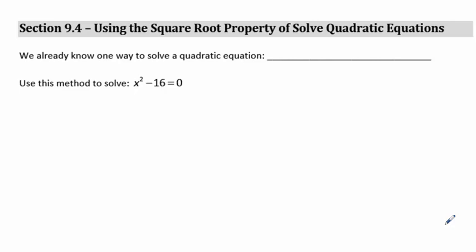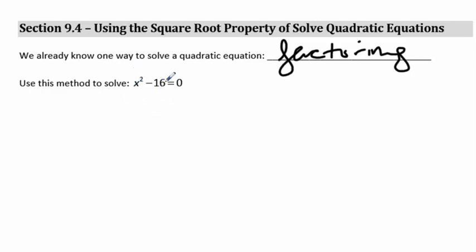Section 9.4 is on using the square root property to solve quadratic equations. We already know one way to solve a quadratic equation, by factoring. So we're going to first use that method to solve the equation x squared minus 16 equals 0.